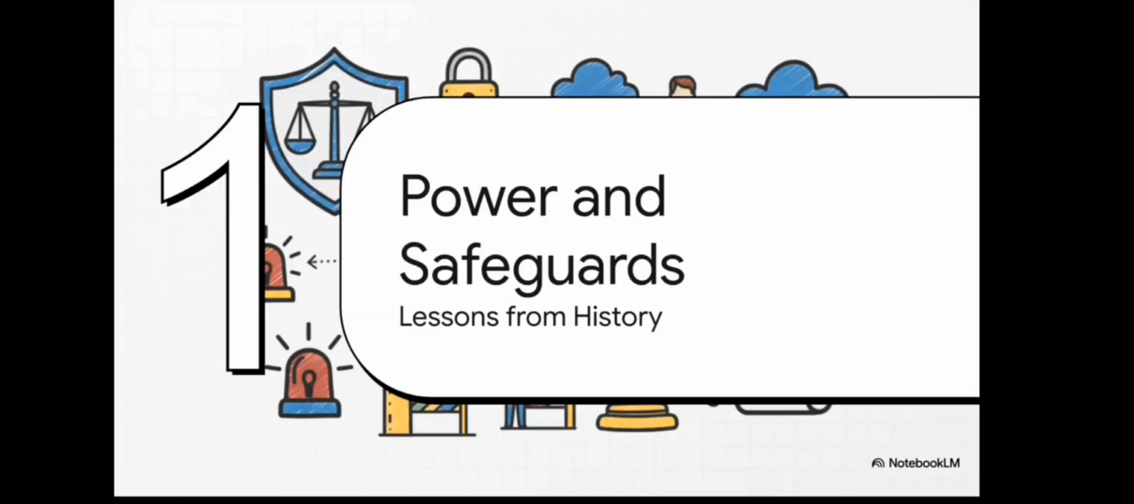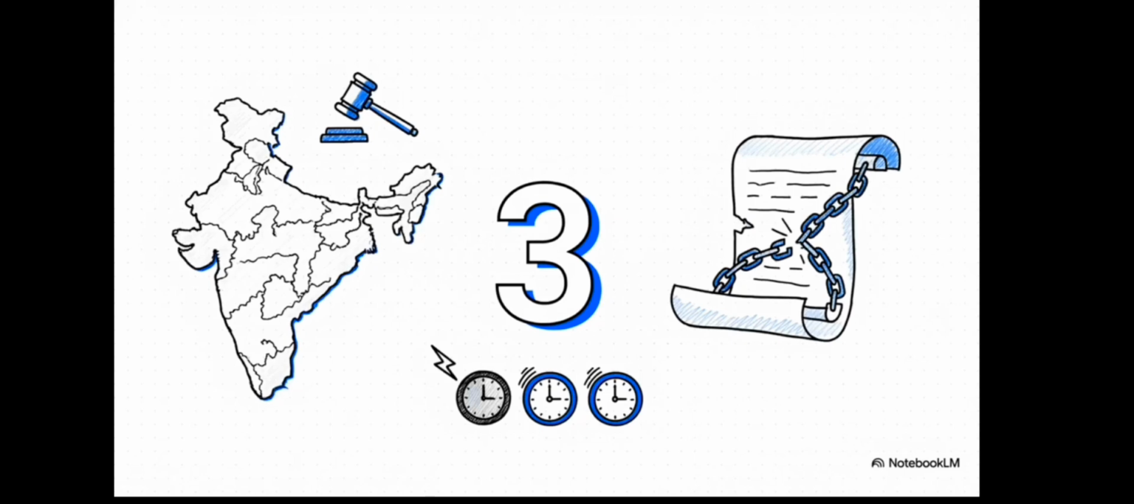So, these extraordinary powers, they were definitely not designed to be used lightly. And their history is, well, it's a dramatic story of use, very controversial misuse, and the constitutional pushback that came after. A national emergency, the most powerful of the three, has only been used just 3 times in India's entire history. And one of those times, back in 1975, proved to be so controversial that it directly led to some of the major constitutional changes we've been talking about.